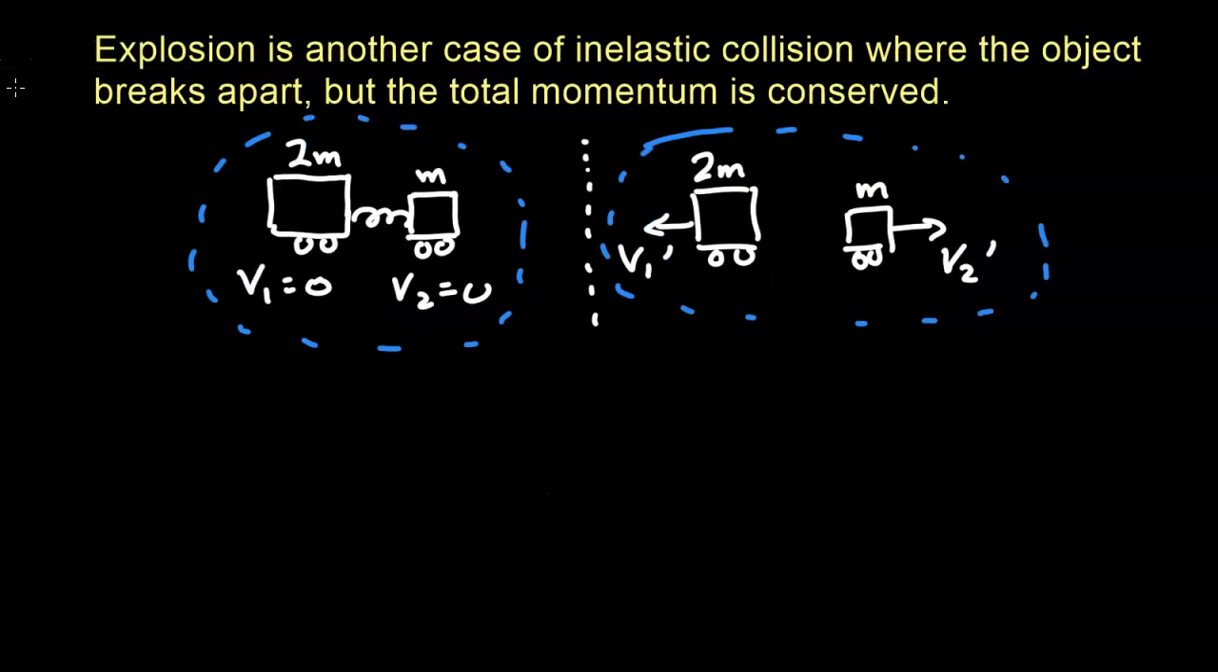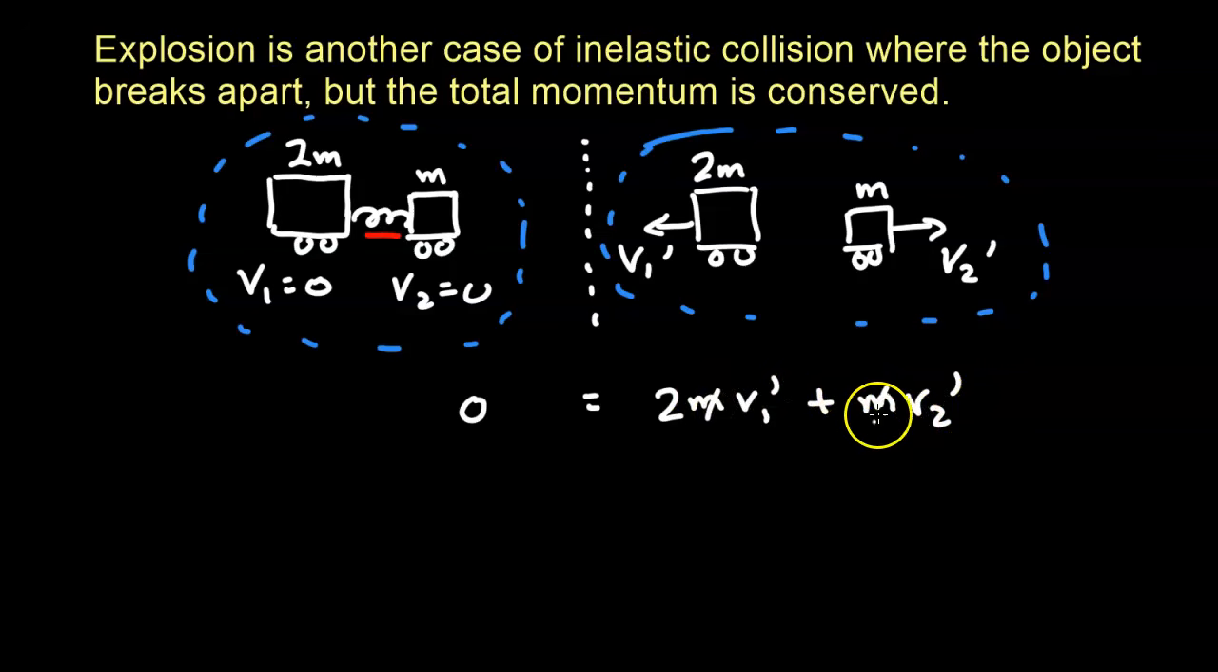So now we're going to take a look at a situation called an explosion, and this is another case of inelastic collision where the object breaks apart but the total momentum is conserved. Here we have two carts, and in between the carts is a spring which is going to push them apart. Initially the momentum is 0, so I'm going to put 0 on the left hand side of my equation. On the right hand side, after they explode, they're going to move apart from each other. So object 1 will have a momentum of 2m v1 prime. Object 2 will have a momentum of m v2 prime.